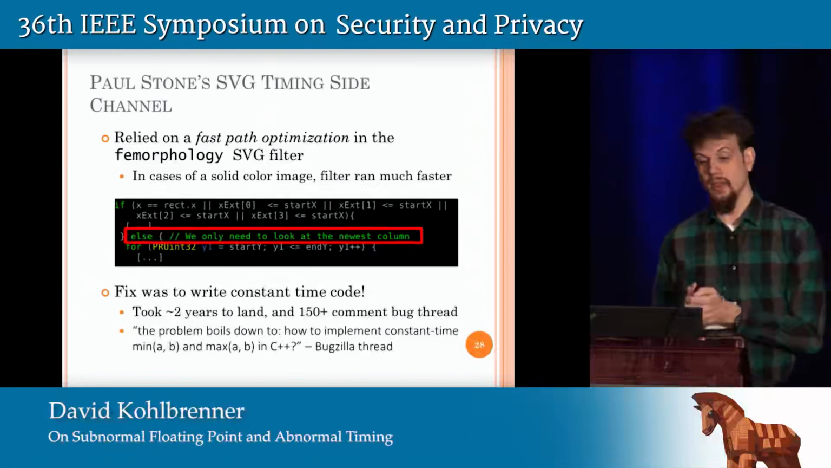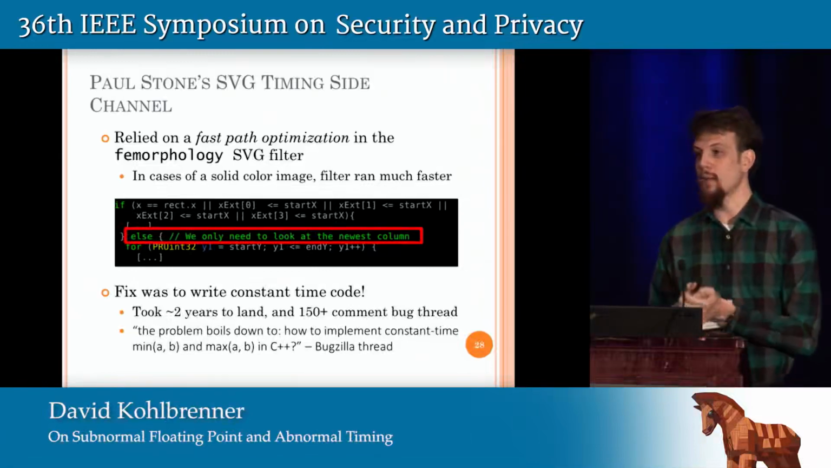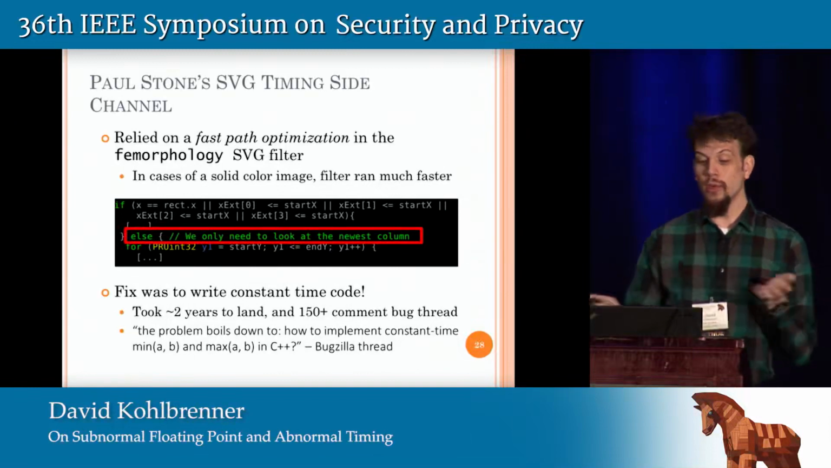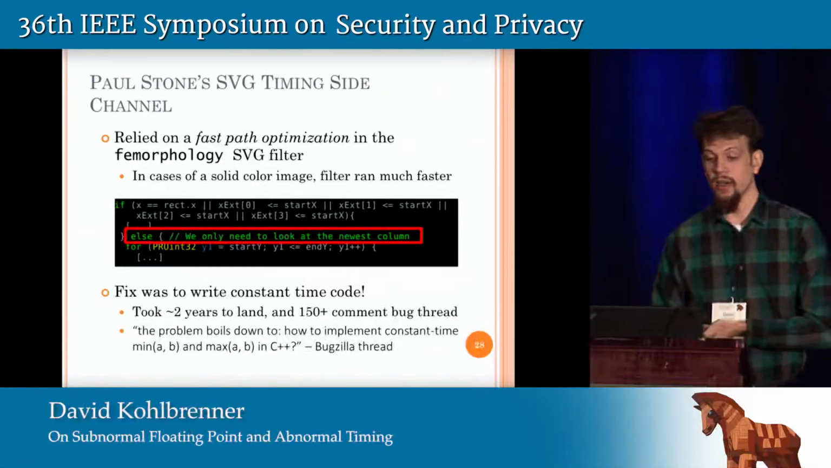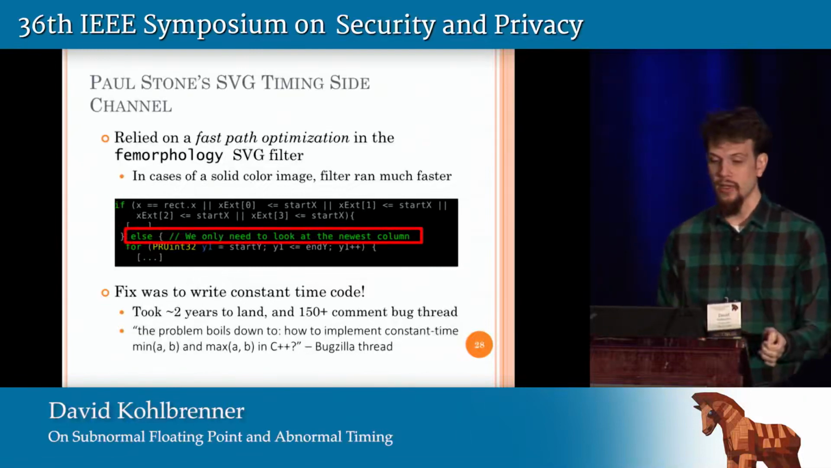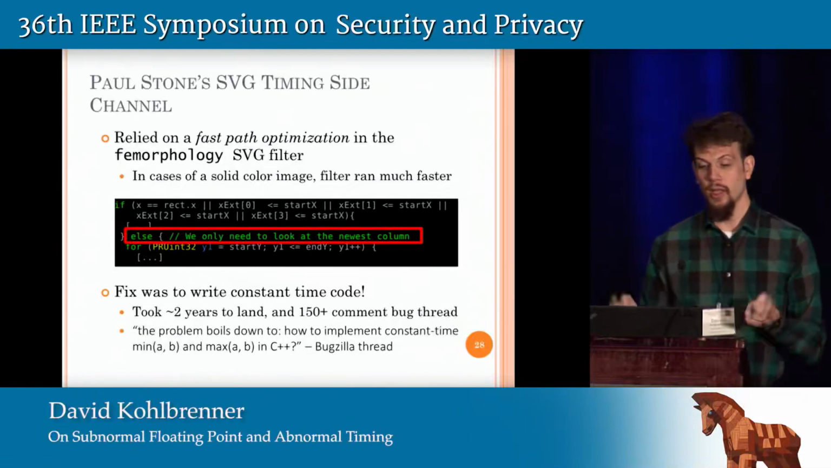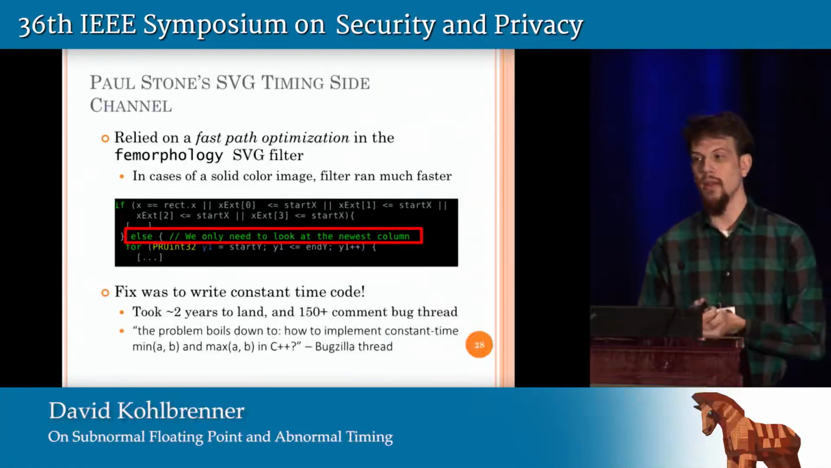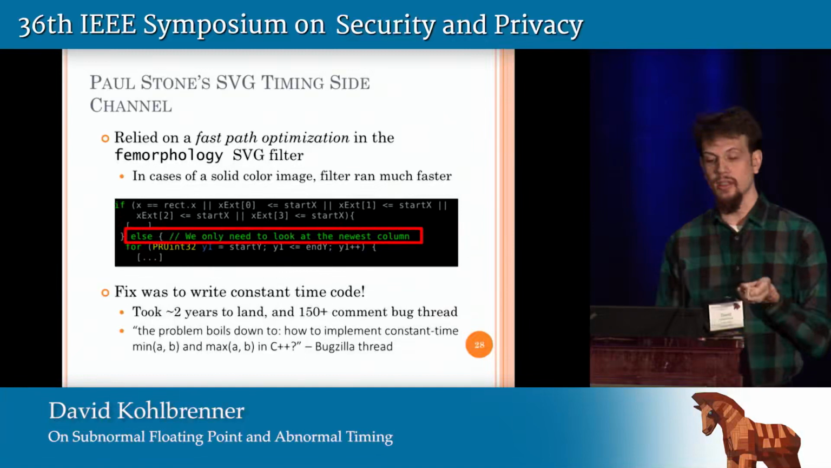Now the fix for this was to write constant time code, which is something that should scare everyone. And it took around 2 years to land the patch for this for various reasons. There's an enormous bug thread. I highly recommend reading it. It's very interesting. A lot to say about Mozilla. And it boiled down to them trying to implement a couple key parts as constant time things in C++.